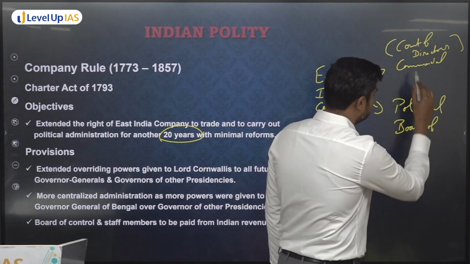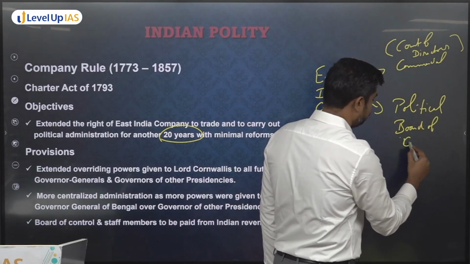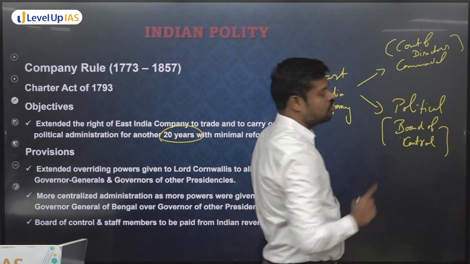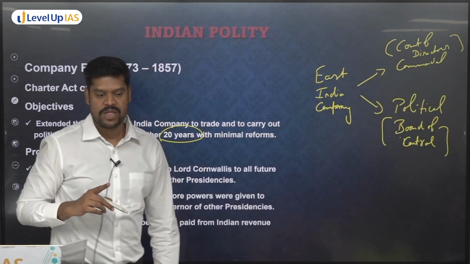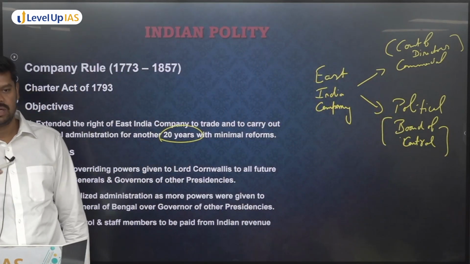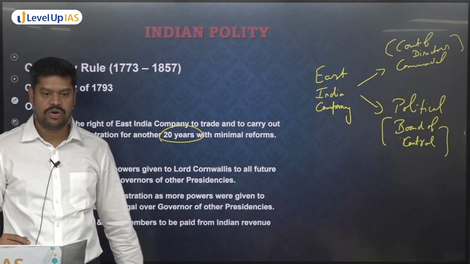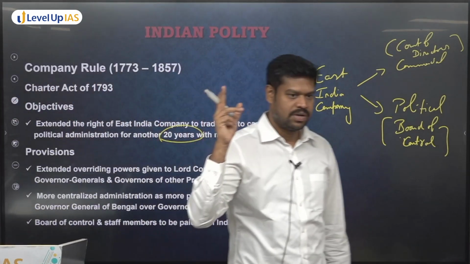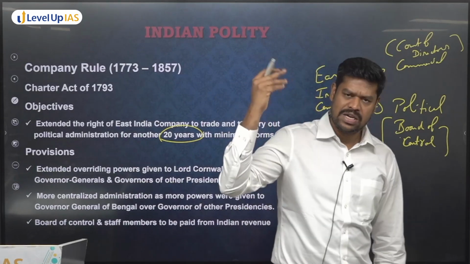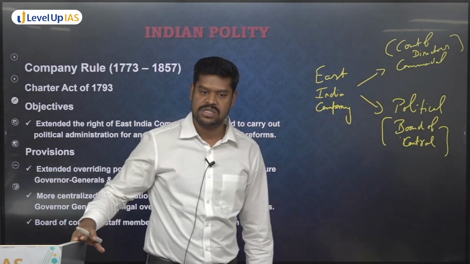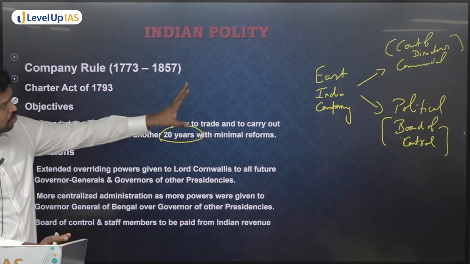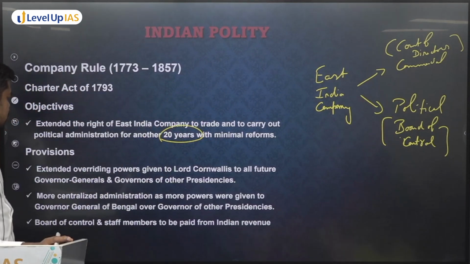So what is the difference between the Court of Directors and the Board of Control in terms of their composition? Who are part of the Court of Directors? The shareholders. That's not a government body, the major stakeholders. But what about the Board of Control? The British government. So the ministers and some MPs and probably the higher officials in the British government are part of the Board of Control. So they were allowed to do the same thing for the next 20 years.